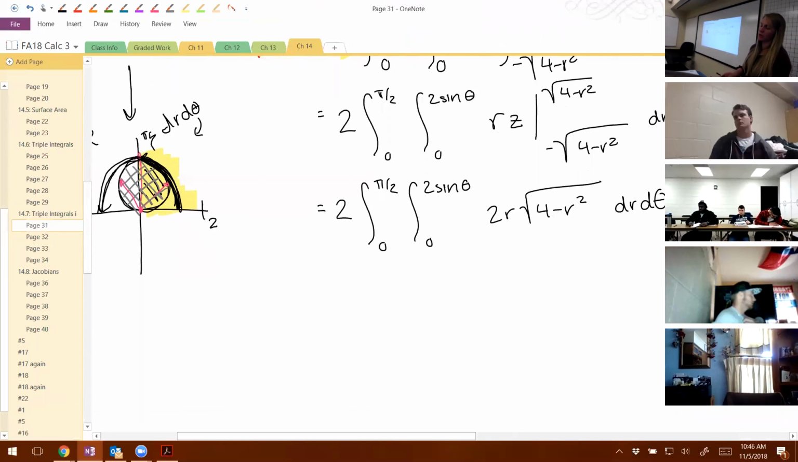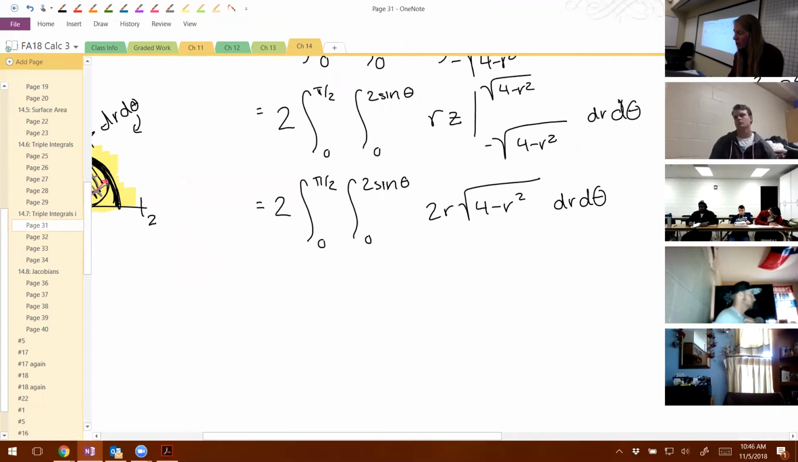From here, this actually isn't too difficult. We can use u substitution. If you want to pull that 2 out front, that's fine. If you want to leave it there, that's fine. But we can use u substitution for this if we let u equal the radicand. And now we do it with that negative sign, so I'll move that to the other side, but that takes care of that 2r also. So we still have 2, antiderivative from 0 to pi over 2.